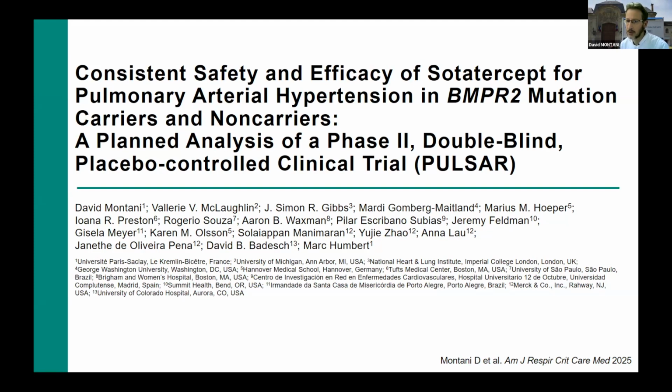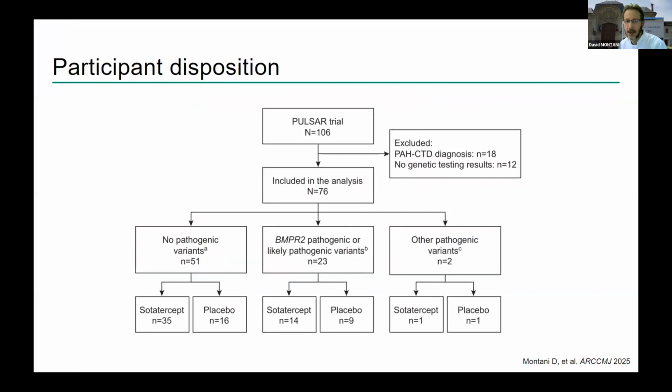The PULSAR study was a phase 2, double-blind, placebo-controlled clinical trial that evaluates the effect of Sotatercept versus placebo in patients with PH. And in this study, we decided to look at the genetic background and to see if it changed the response to treatment.